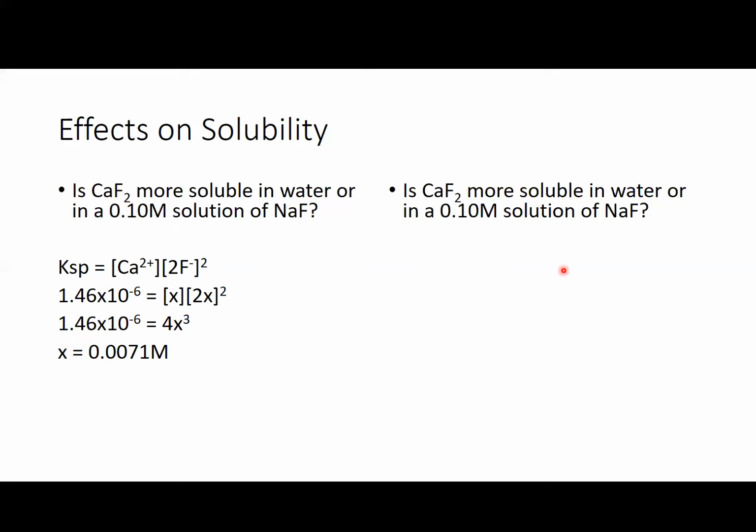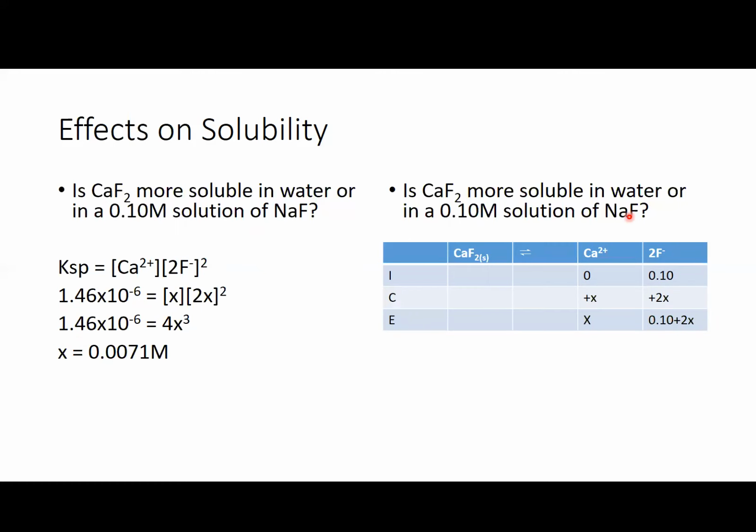So what about if I had a solution of sodium fluoride? If I had that, it means I would already have some fluoride there before I did any dissolving. So my ICE table looks different now, and I've written it in. Here's my calcium fluoride. Remember, I don't know how much I have; it doesn't matter. I start out with 0 of calcium, but not 0 of F minus. I've got a 0.1 molar solution of F minus. So that's how much I'm starting with. To that, I'm adding x of calcium and 2x of fluoride. So at equilibrium, I have x of calcium and 0.1 plus 2x of fluoride.